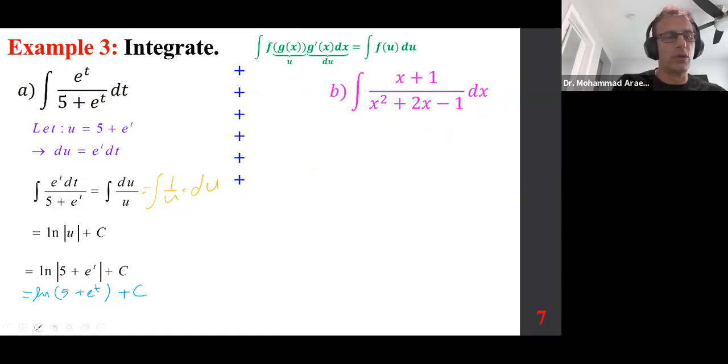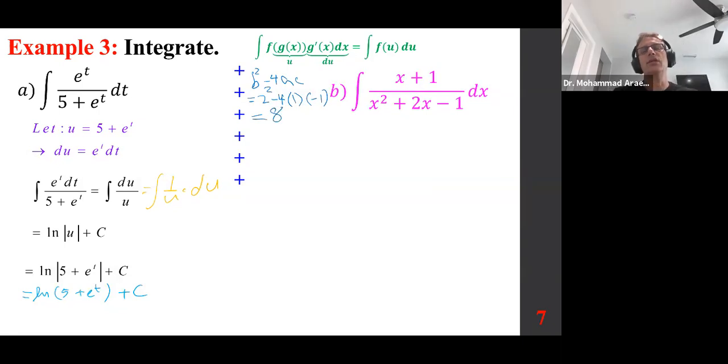I hope you remember when I went over this concept that one easy way to see whether you can factor or not is to calculate b squared minus 4ac. If it's a perfect square, it can be factored. In the denominator, b is 2, squared, minus 4. a is the coefficient of x squared, which is 1. c is the constant, which is -1. They add up to 8. 8 is not a perfect square. Therefore, it can't be factored.